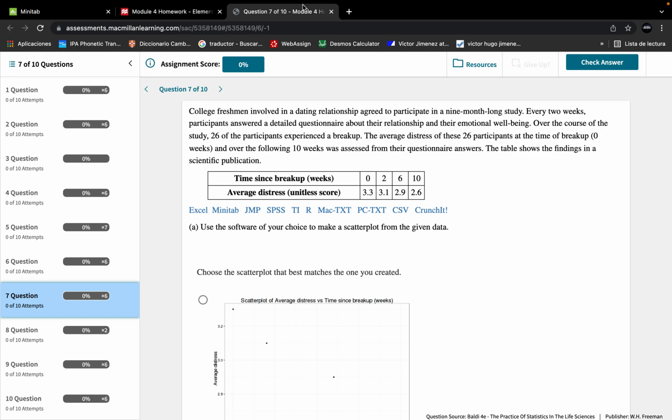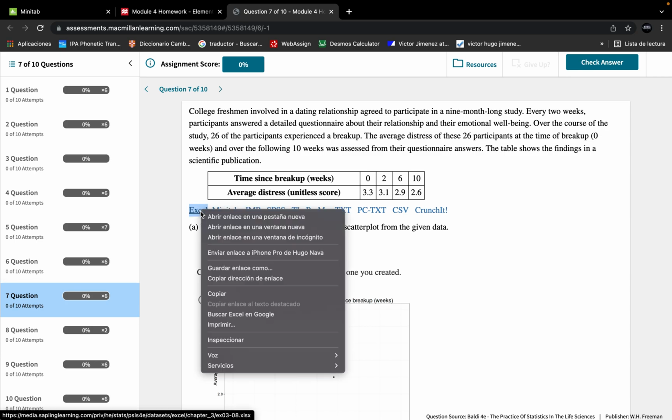And if you see in this problem, we have again data from Excel. So I'm going to download this as well. Guardar enlace como, remember for you it is save as in English.